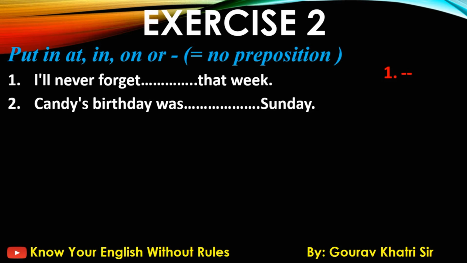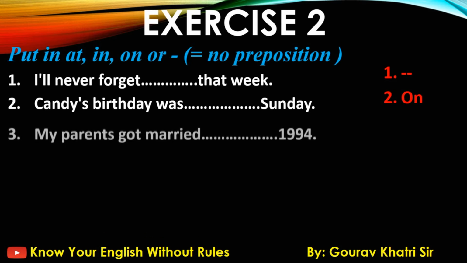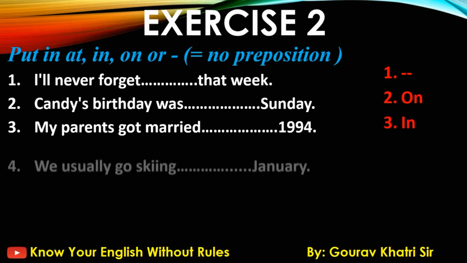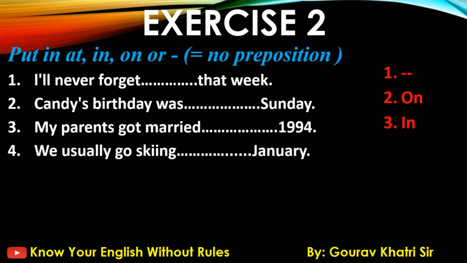Number 2. Candy's birthday was that Sunday. Give the answer. Of course, on Sunday, on a particular day, on Sunday. Next, my parents got married dash 1994. Give the answer. Well, before a year, say in 1994, of course. Next one. We usually go skiing, ski on the snow. So we go skiing, we go swimming, we go dancing. We usually go skiing dash January. Give the answer. Of course, it's a month, in a month, so in January.